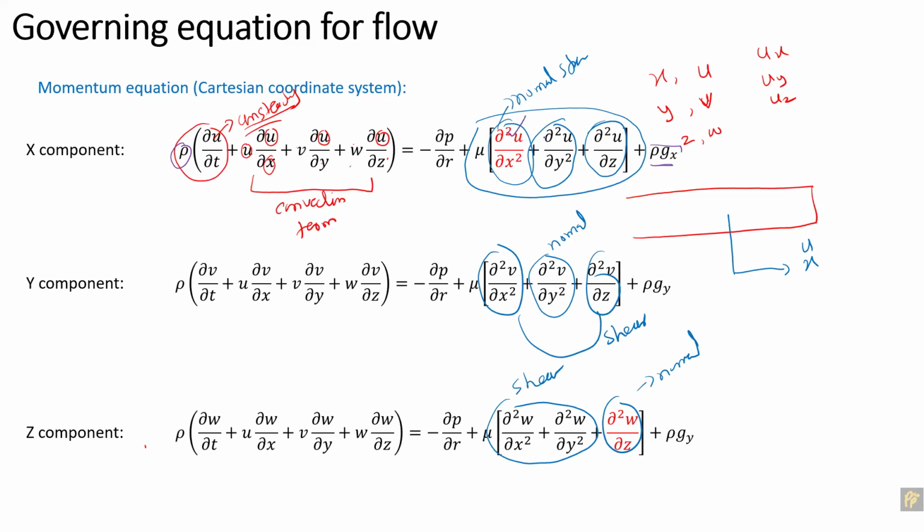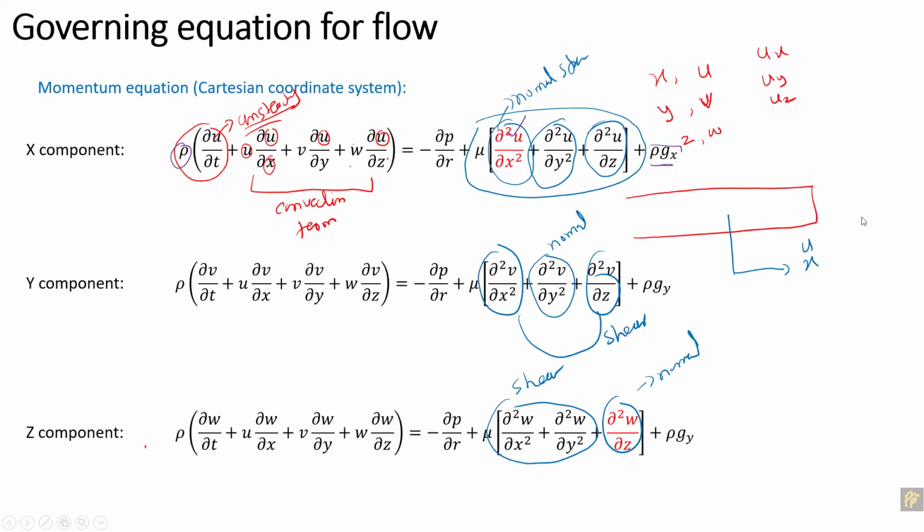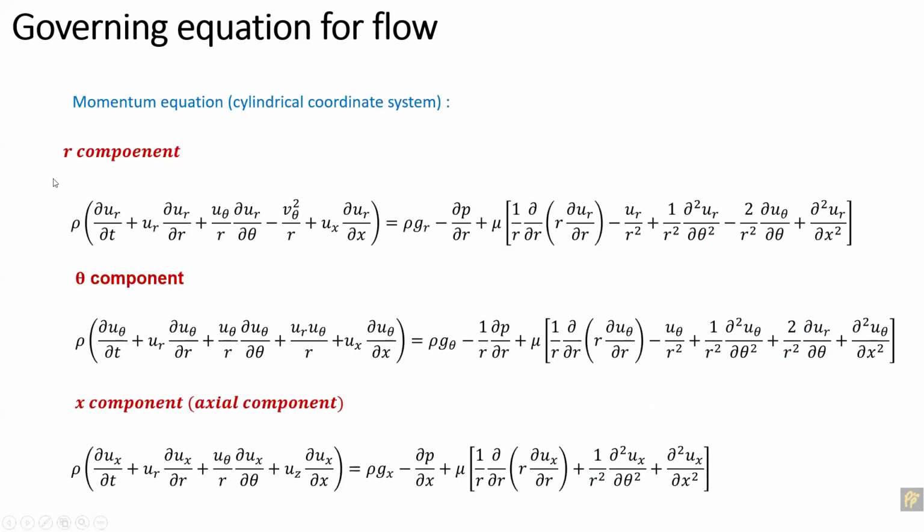So now we have to see which components are important for our case. If you transform them or derive them directly in cylindrical coordinates, you can see the R component, theta component, and the X component. Right now we're not writing this as Z, but this is actually along the axial direction, which is the Z in the Cartesian coordinate. That's why we are writing them as R, theta, and X.